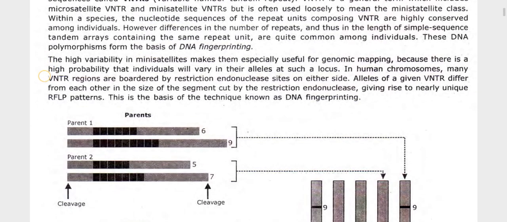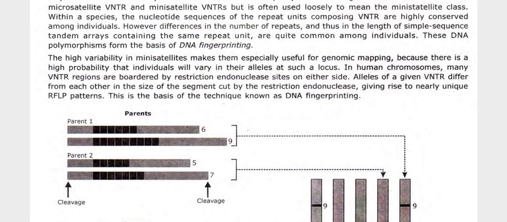Okay, the high variability in mini satellites makes them especially useful for genomic mapping, because there is a high probability that individuals will vary in their alleles at such a locus. In human chromosomes, many VNTR regions are flanked by restriction endonuclease sites. Alleles of a given VNTR differ from each other in the size of the segment cut by the restriction endonuclease, giving rise to nearly unique RFLP patterns. This is the basis of the technique known as DNA fingerprinting.